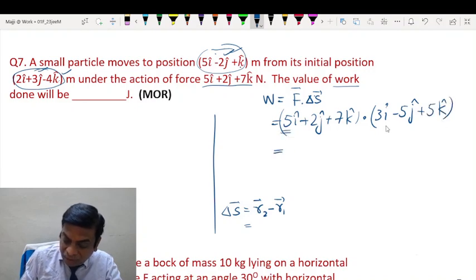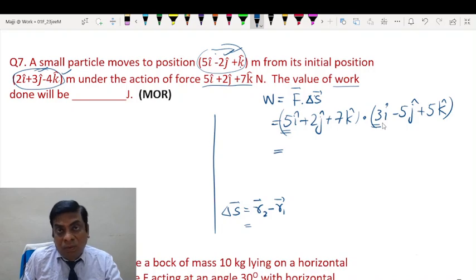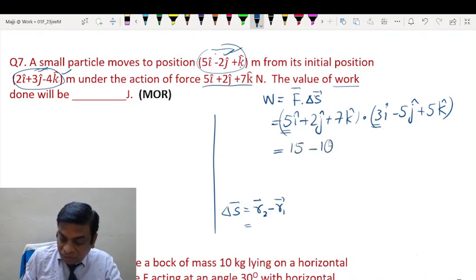So you know how to calculate the dot product. Multiply the coefficients of i cap together, then coefficients of j cap together, and then coefficients of k cap together. So we'll get the result. So 15 plus 35 is 50 minus 10. So this will be 40 joule.